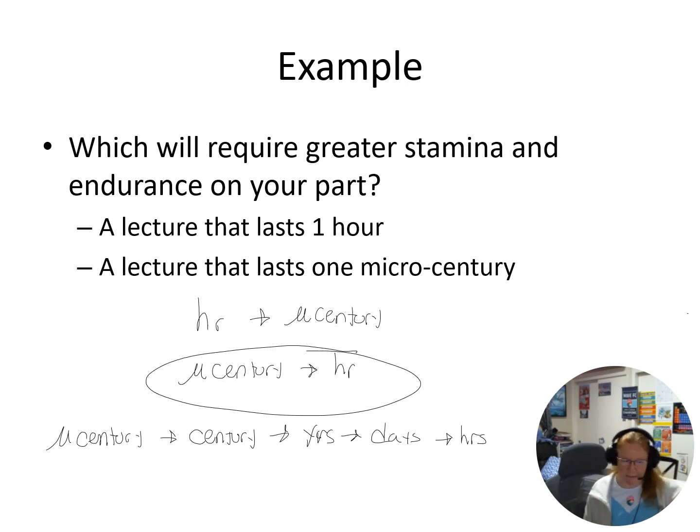So there's my roadmap. I have 10 to the 6th microcenturies in 1 century. I've got 100 years in every century. I have 365.25 days in every year, and I have 24 hours in every day. So now I have a roadmap that I can take to do my conversion. Okay, so try it. Pause, see if you can set this up, and then unpause and check from what I do.